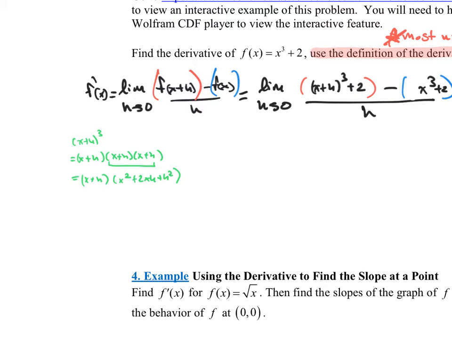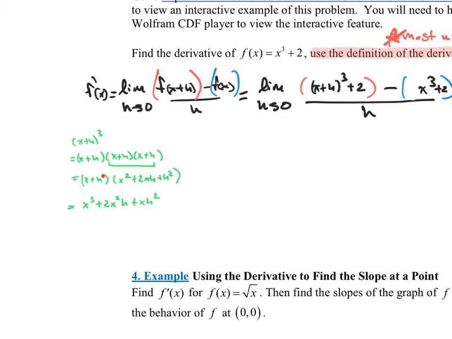Okay? Now what I'm going to do is distribute the x through to every term. So let's distribute just the x through. x times x squared is x cubed. x times 2xh would be 2x squared h. x times h squared would be plus xh squared.